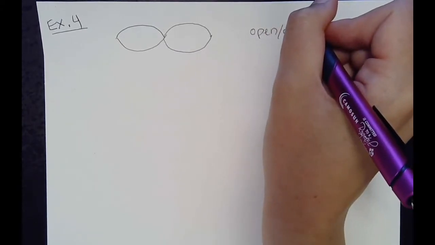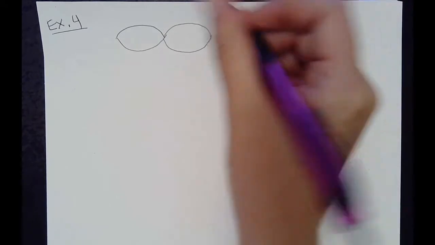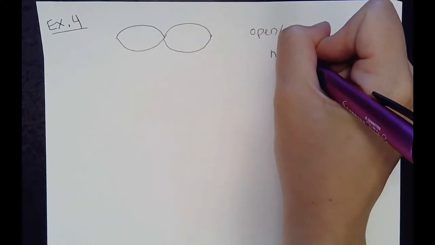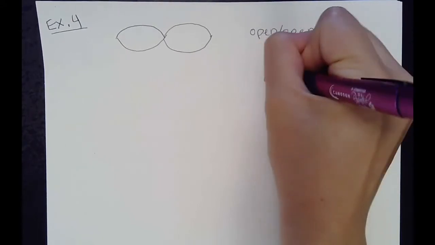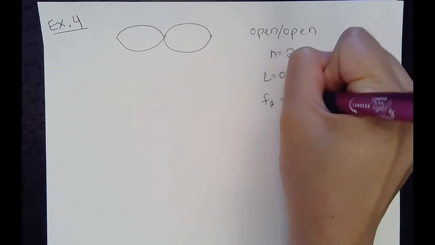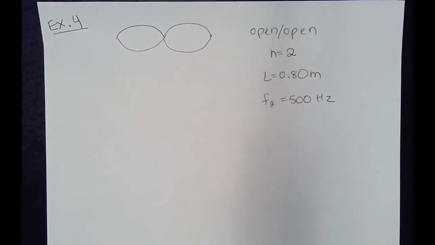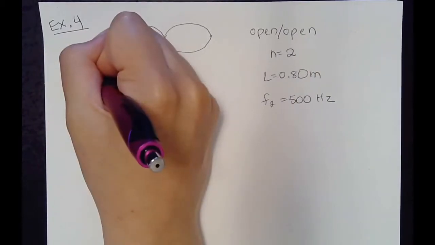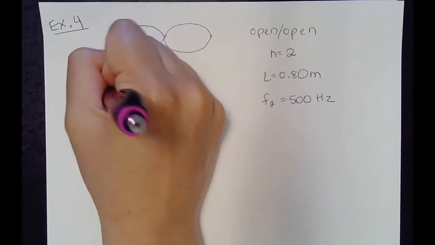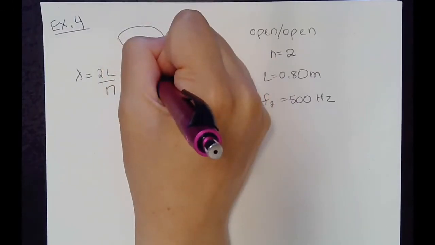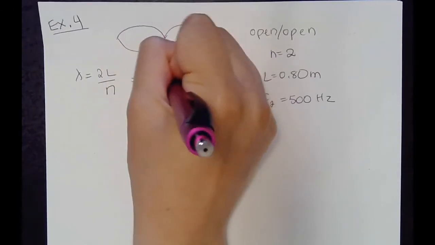Okay, and then we have the second harmonic, because we can see by this pattern that it's n equals 2. And we know L is 0.8. And then this must be F2, which is 500 hertz. And at the second harmonic, we have lambda equals 2L over n. So 2L over 2. So let's just write lambda equals L.